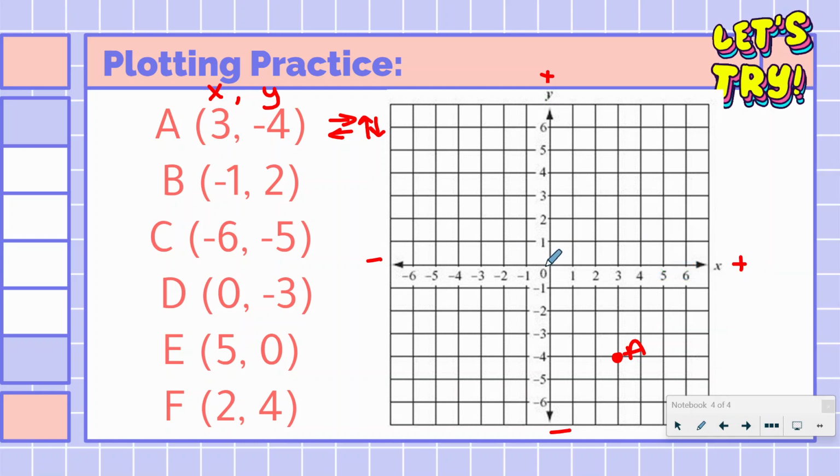So if I start at the origin, I'm going to go negative 1 to the left and then positive 2. And that would be B.